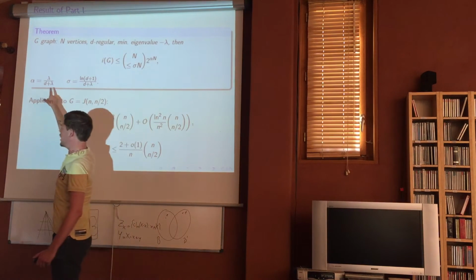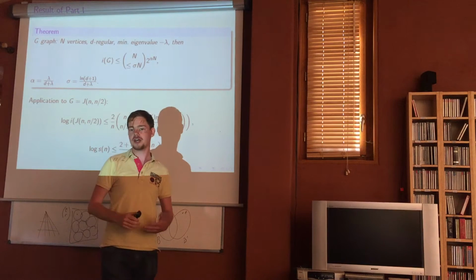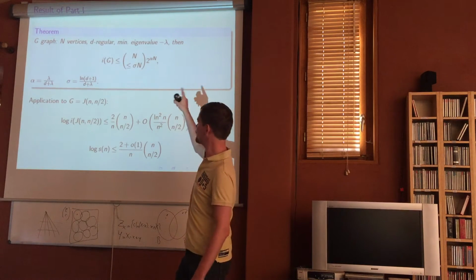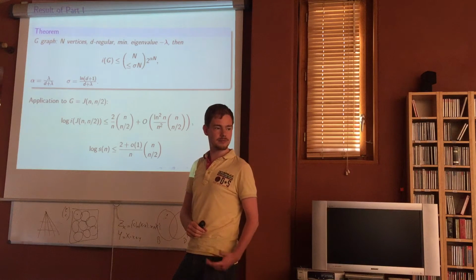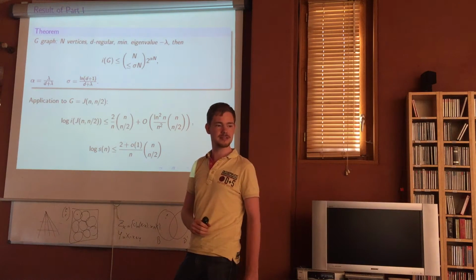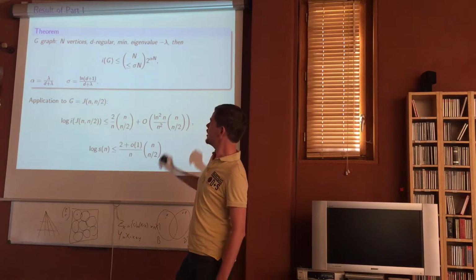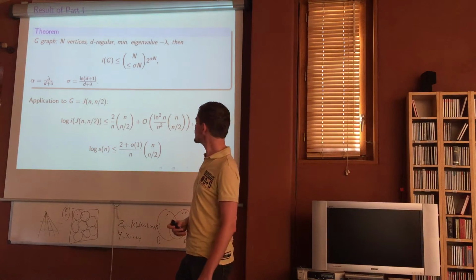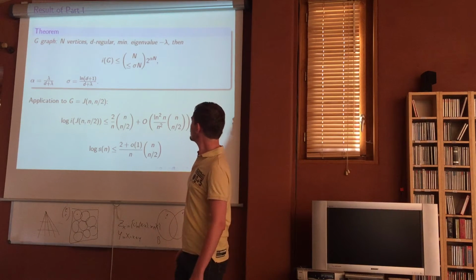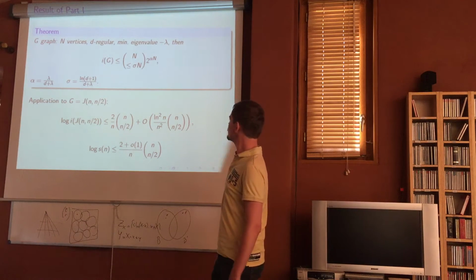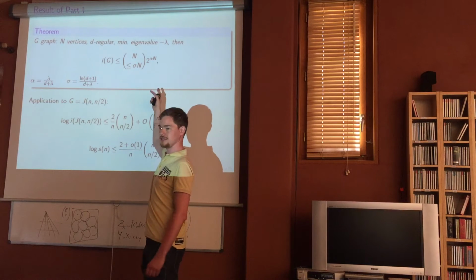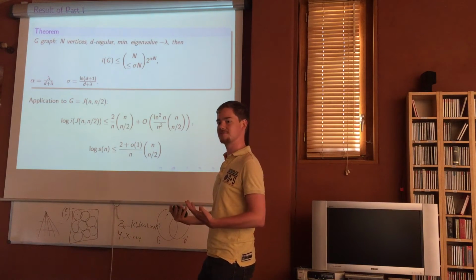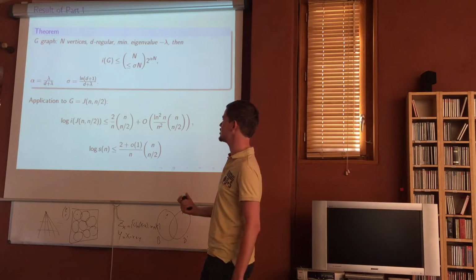So this alpha is known as the Hoffman bound, which is an upper bound on the cardinality of a stable set in a d-regular graph with minimal eigenvalue negative lambda. So that kind of explains why there's a power of 2, right? You have this largest stable set and you take all subsets.